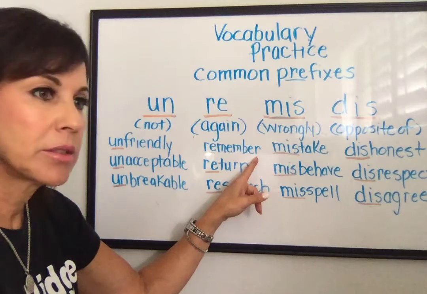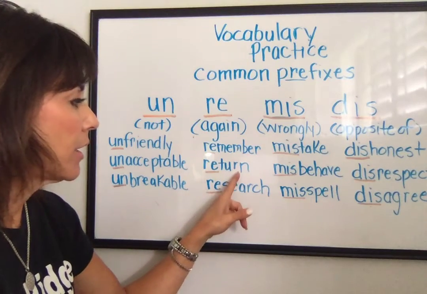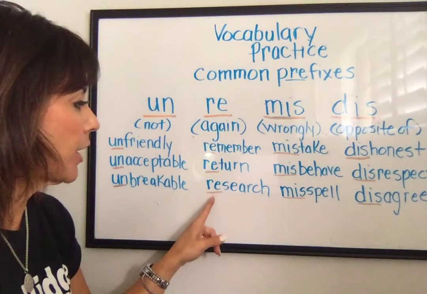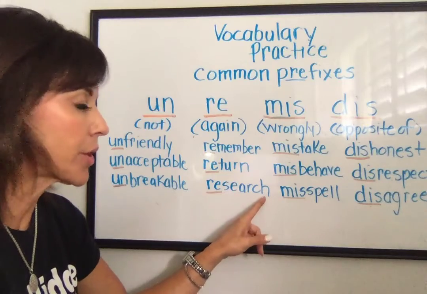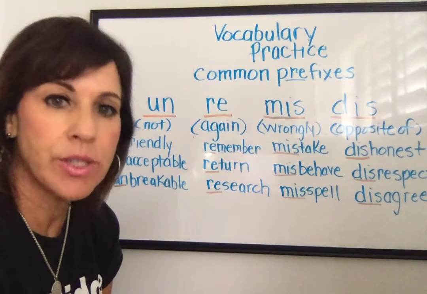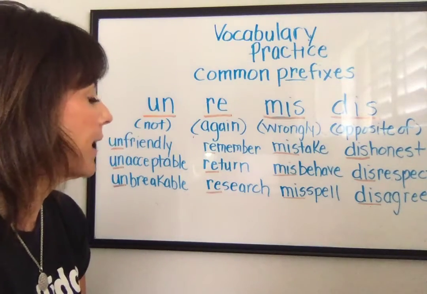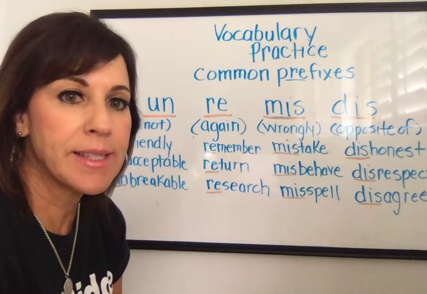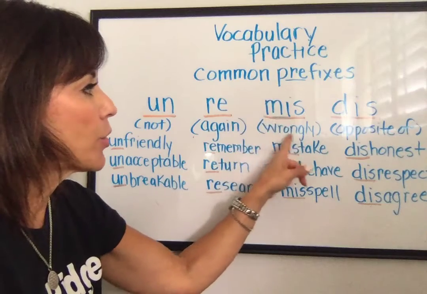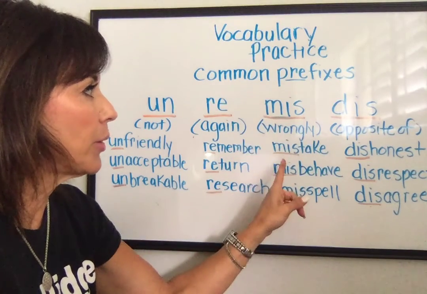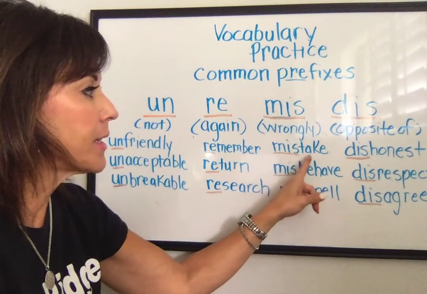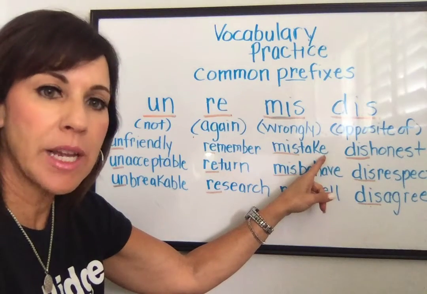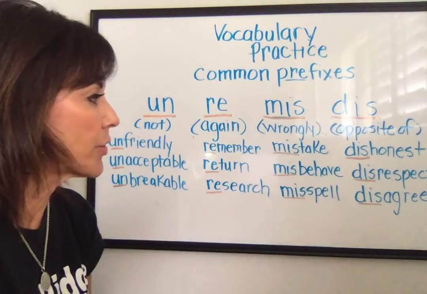Remember. Okay. Return. Very good. And what's this word? Search. Very good. Research. Okay. To do again. Okay. Let's look at the next prefix. Miss. Miss means wrongly. So let's see what this is. Mistake. Okay. So you wrongly understood something.